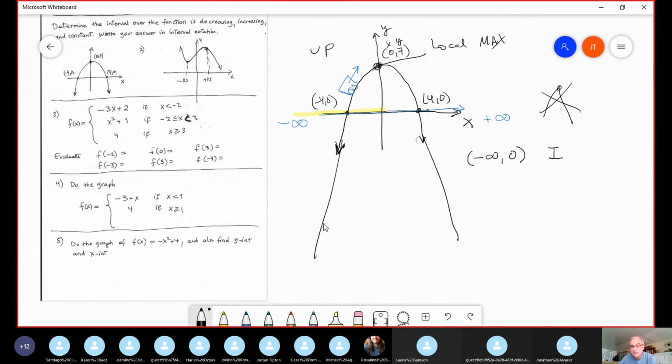Now, in the second part, continue walking from left to right. We have that part, and the roller coaster is going down. Therefore, the function is decreasing. It is from 0 to positive infinity. It's decreasing. And what about constant? Never is constant. Increasing or decreasing. Constant, never.